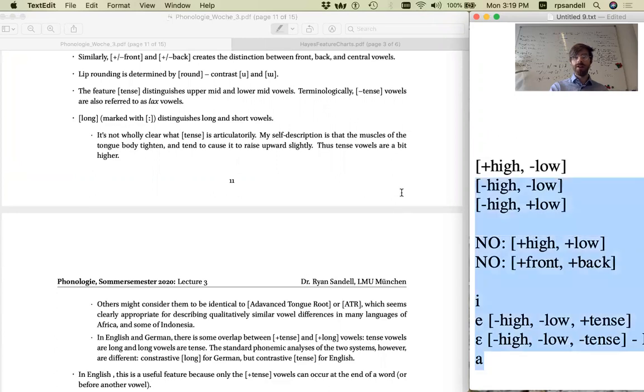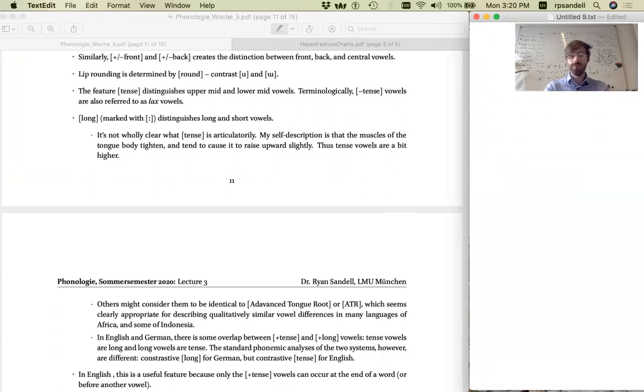The standard phonemic analyses of these two languages differ in that most phonologists take the relevant phonemic distinction in English to be one of the feature tense, whereas very often in phonemic analyses of German, the relevant distinction is taken to be one of vowel length. So in effect, one could say that the tense vowels in English usually take on the value plus long, whereas the long vowels of German usually take on the feature plus tense.